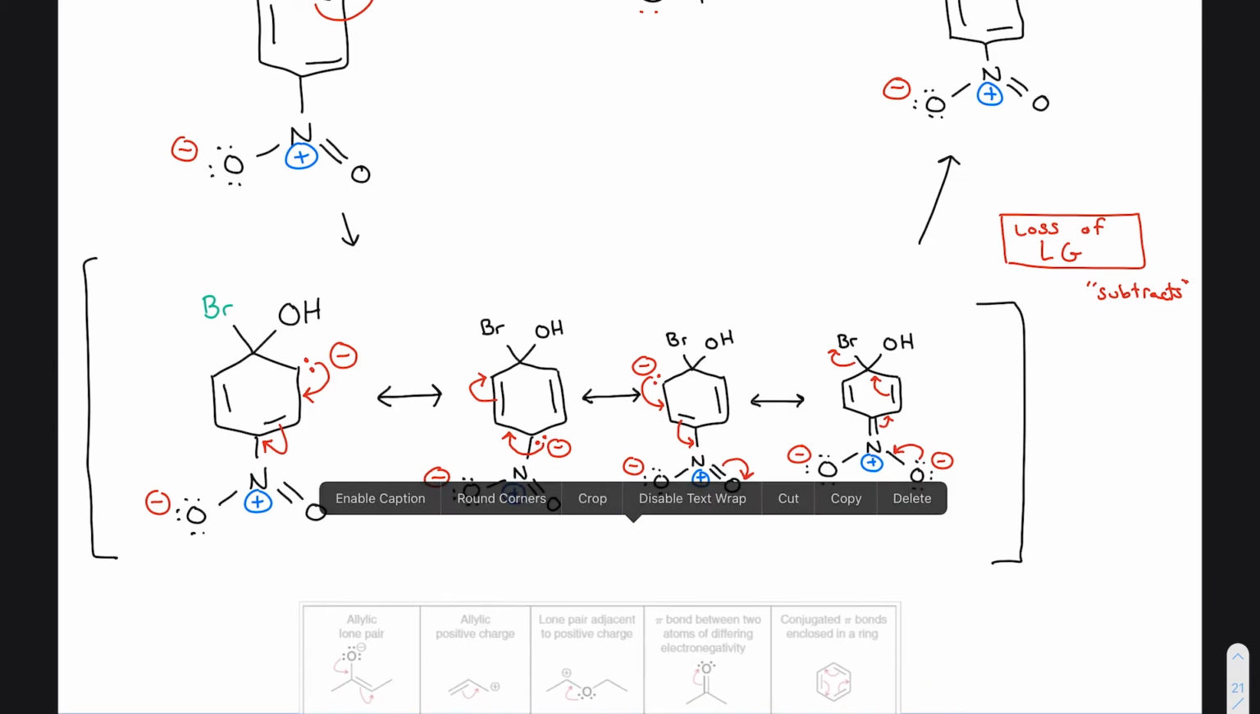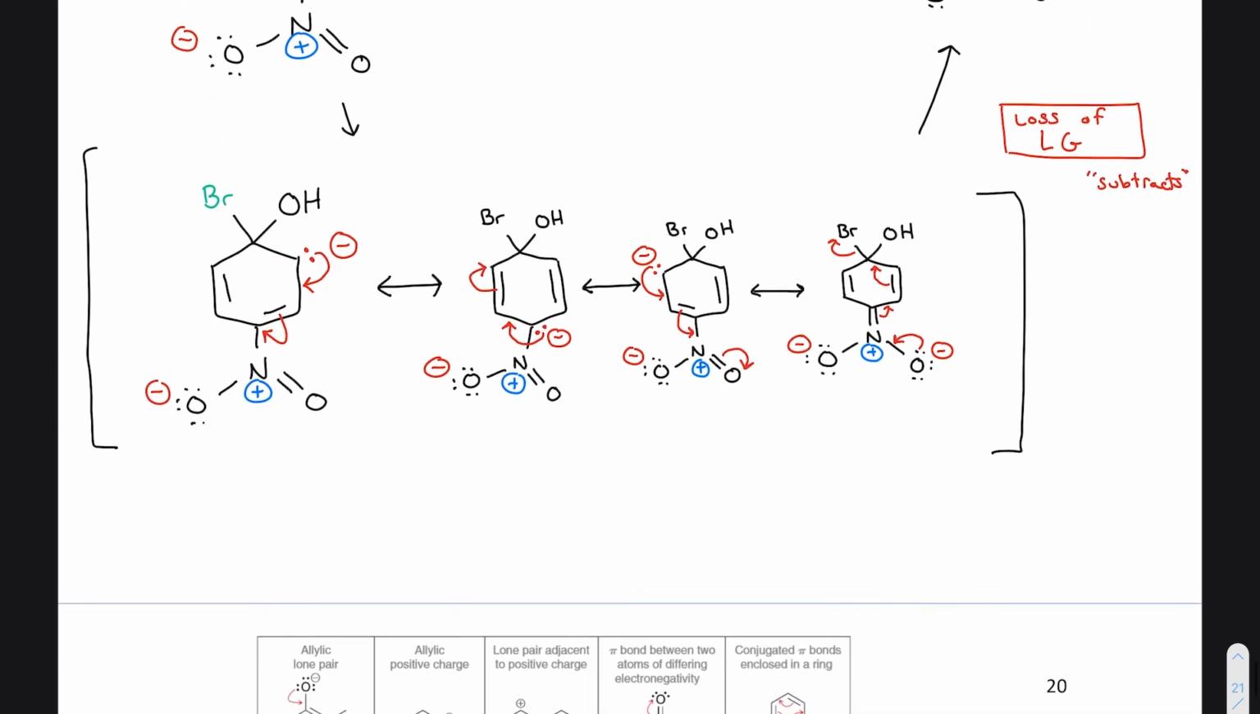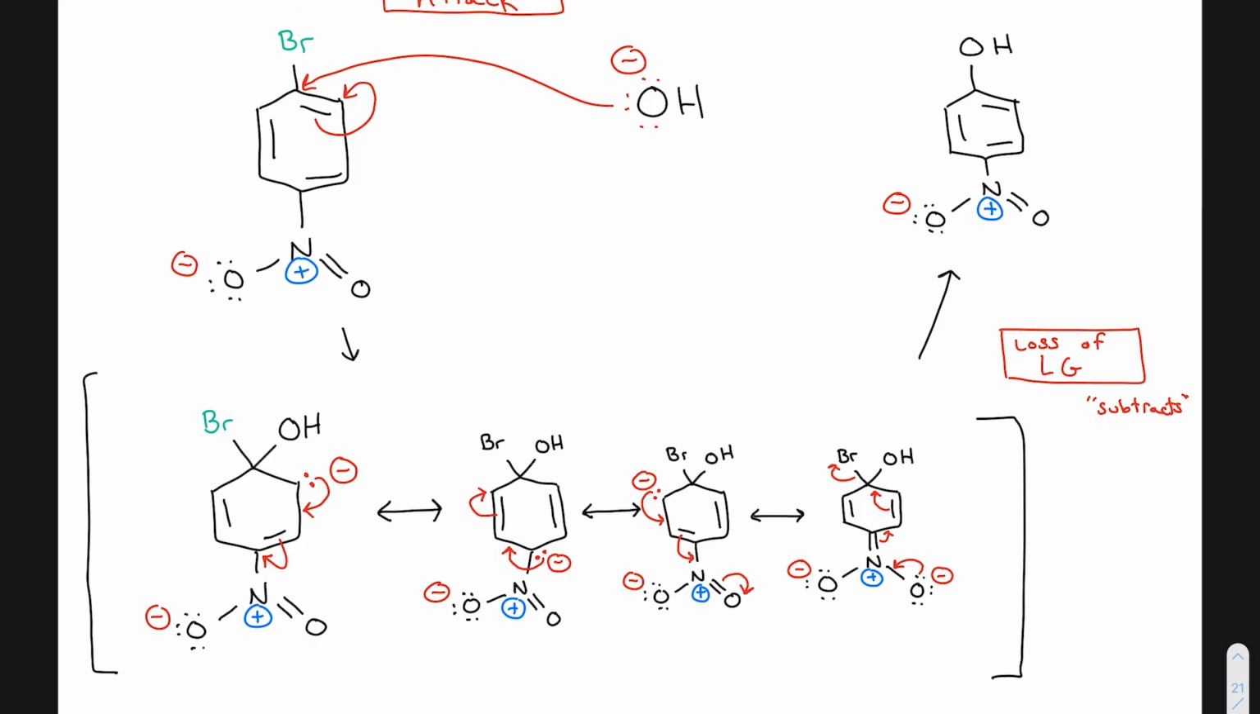And these resonance structures happen anytime a nucleophile attacks a benzene ring. And so you get these resonance structures very commonly. So this has a nickname, it's called a Meisenheimer complex. And it's really just drawing those resonance structures. That's the tricky part of this mechanism.